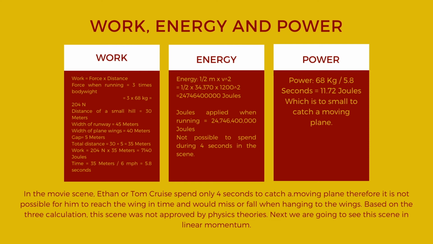And for the power, the last one, it is 68 kg, which is the weight of the human, divided by 5.8 seconds, which is 11.72 joules, which is too small to catch a moving plane. So from here, we can conclude that it is not possible. If a human jumps from a hill to the plane, they need more time and more energy. And again, if we calculate the energy, you cannot apply that much of joules in only a short time. And for the power, I think you need more power.